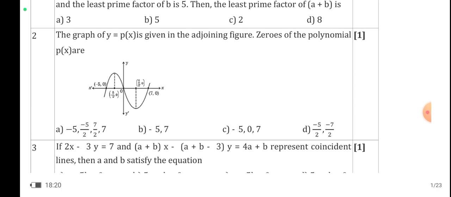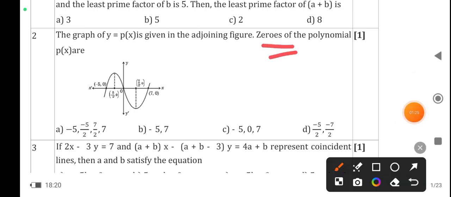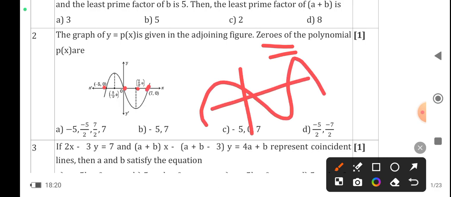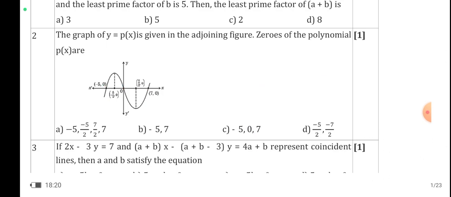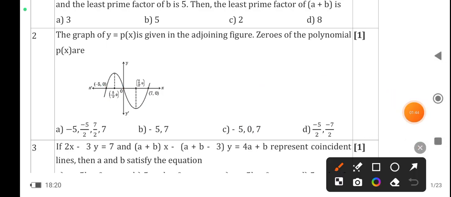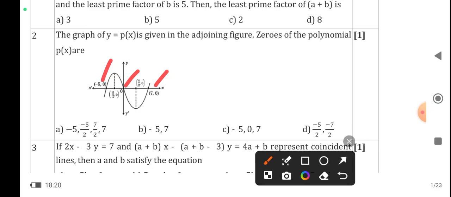Then the second question: the graph of P of X in the adjoining figure, zeros of the polynomial. This is one of the nice questions. Till now, they would ask to find the number of zeros, that is, how many times it is intersecting the x-axis, 1, 2, 3, like that. But this time, what are the zeros? Intersecting at where? -5, here 0, here 7, like that they are expecting this time.